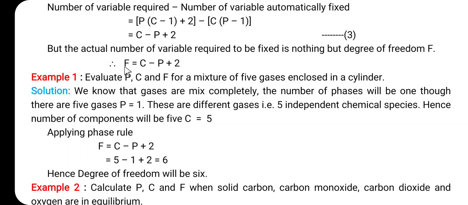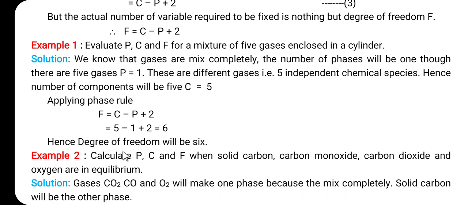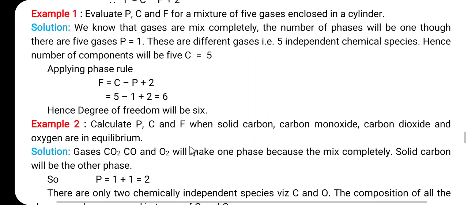What is the equation for the phase rule? F is equal to C minus P plus 2. Just substitute the values of C and P, and we can find the degree of freedom. Here F is equal to C minus P plus 2, where C, the total number of components, is equal to 5, and P is equal to 1. So, 5 minus 1 plus 2 is equal to 6. Hence, the degree of freedom will be 6. So, when the 5 gases are enclosed in the cylinder, the degree of freedom will be equal to 6. This is the first example.